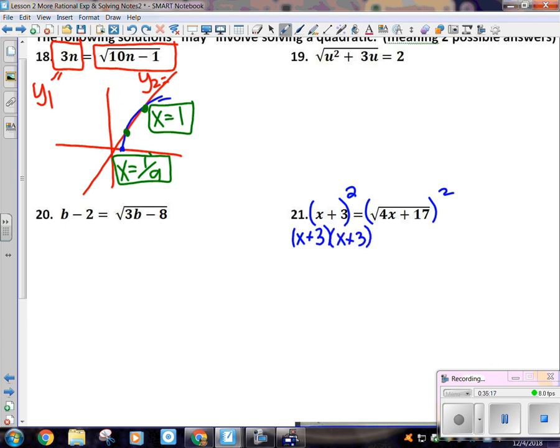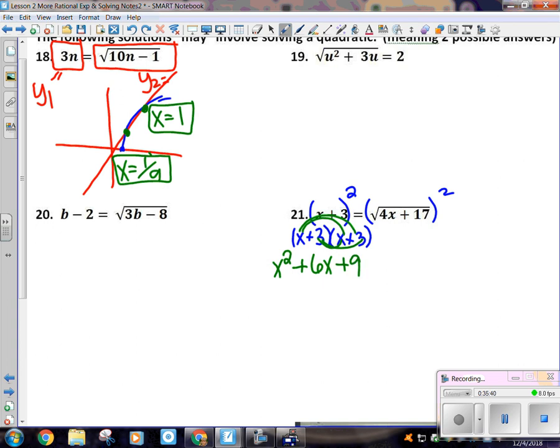2 times. Do y'all remember how to lobster claw these? So x times x is x squared, x times 3 is 3x. What's 3 times x again? So what's 3x and 3x? If you add, you get 6x. And then 3 times 3 is plus 9.